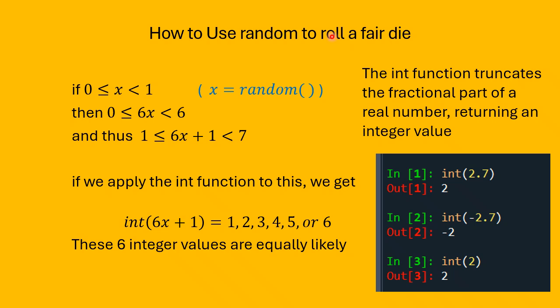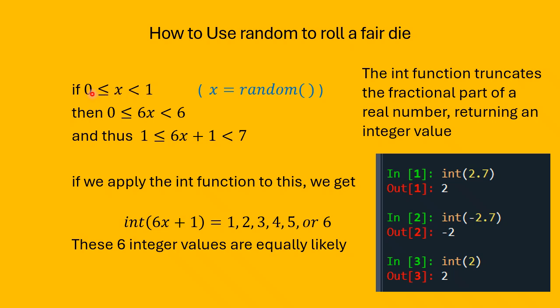So let's see what we can do. How can we make each face equally likely to come up? A fair die, by the way, using the word fair, means that we have a die where each of the faces is equally likely to come up. So let's start by assuming that in our Python program we have x equals, and then we call the random function. In that case, the x value is going to be greater than or equal to 0 and less than 1.